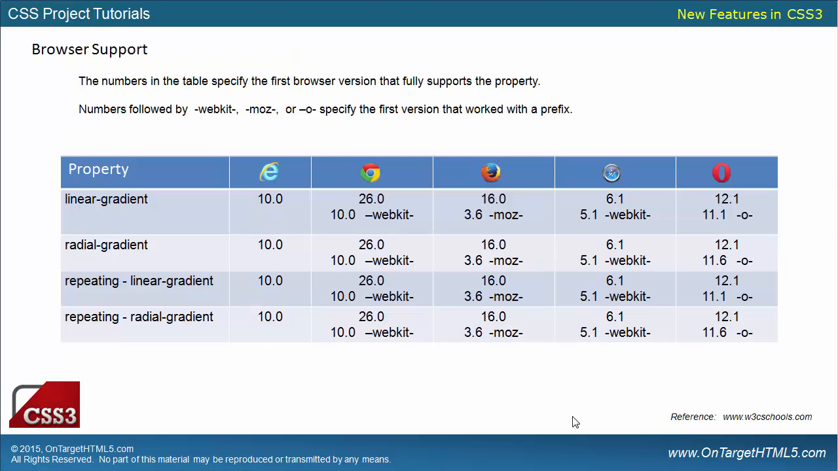Browser support for gradients. For the linear gradient, it was available in Internet Explorer 10, Chrome 26. We could actually use the WebKit prefix in Chrome 10.0. It was available in 16.0 in Firefox, 6.1 in Safari, and 12.1 in Opera. And you can see, looking at this chart, when the radial gradient and the repeating linear and the repeating radial were available throughout the most popular browsers that we're currently using in our web development.